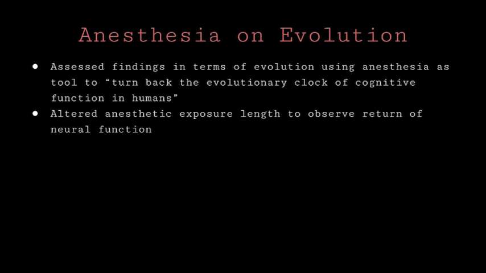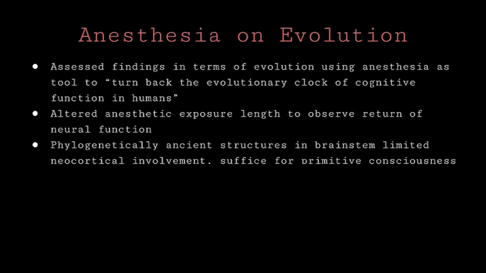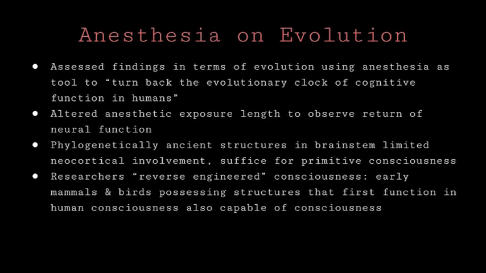In their studies, researchers found that phylogenetically ancient structures in the brainstem, with limited neocortical involvement, were still sufficient for primitive consciousness. Researchers essentially reverse-engineered consciousness to postulate that early mammals and birds, possessing the structures that first function in human consciousness, are also capable of consciousness itself.